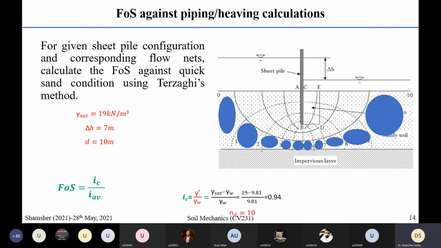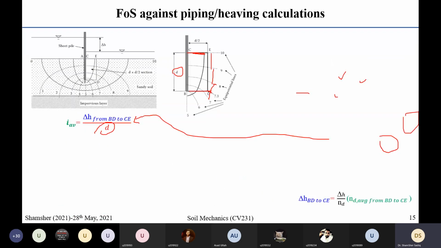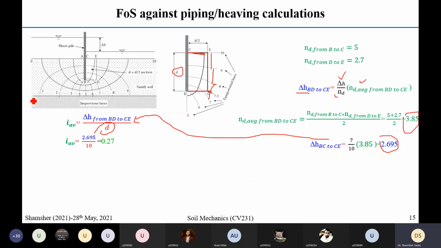Small d is 10 meter. So you can calculate i average. Now you see i average is 0.27, and i critical gradient we already calculated, gamma dash by gamma w. So let us take the ratio, and the factor of safety is 3.48.